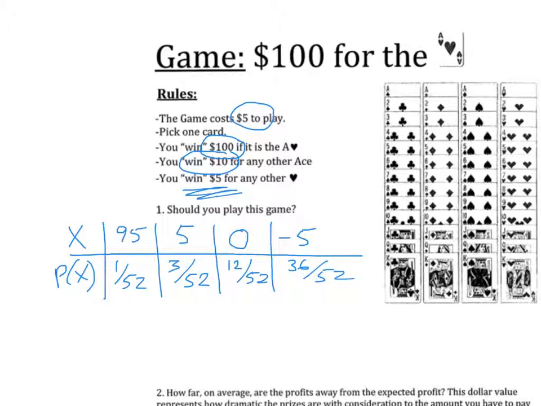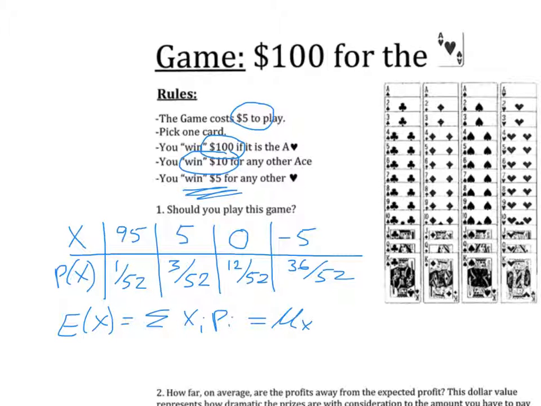Now that we've laid out the probabilities, maybe you're beginning to think that it's not a very good idea to play this game, because the chance of winning the grand prize is really only 1 out of 52. And most of the time you're going to end up losing money or breaking even. So let's actually figure out the expected value. The expected value follows this formula. Add together each individual x times its probability. That's the way the formula is written. It's also nicknamed mu sub x.